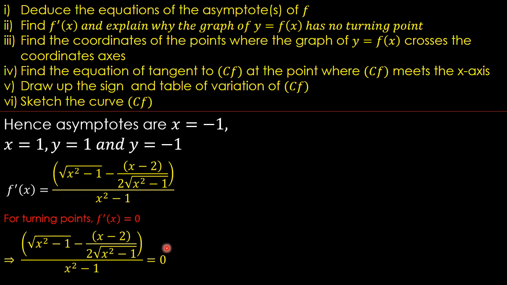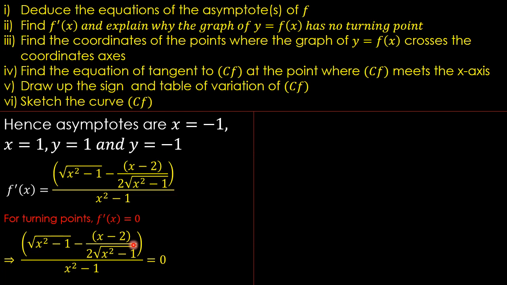Therefore, if we take f prime of x, which is what we have here, and we put that equal to 0, we are simply going to have the square root of x squared minus 1 minus (x minus 2), all that over 2 into the square root of x squared minus 1, all that over x squared minus 1, equal to 0. So guys, if this whole quantity is equal to 0, we can conclude that it is the top that is equal to 0, not the bottom.